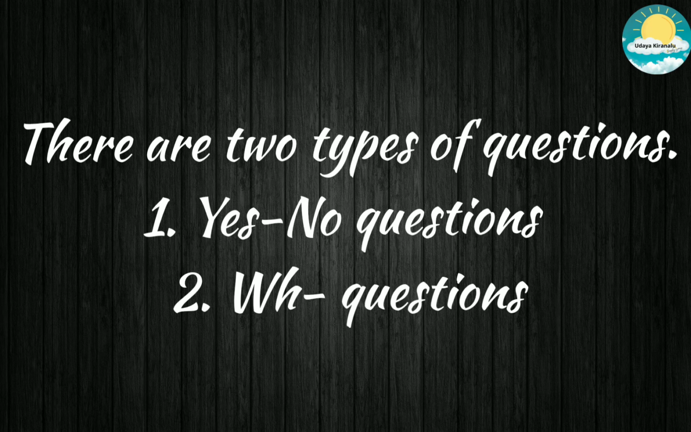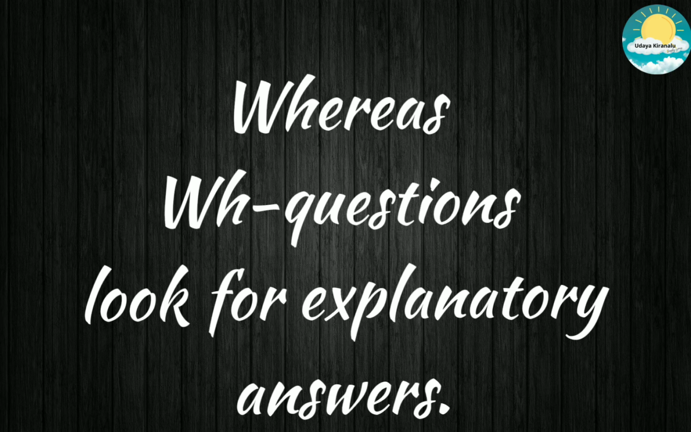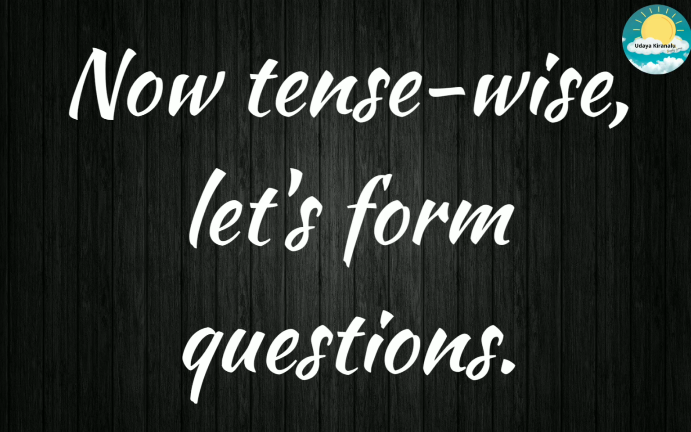There are two types of questions: yes-no questions and WH questions. Yes-no questions require yes or no as an answer, whereas WH questions look for explanatory answers. Auxiliary verbs help us make questions. Now, tense-wise, let's form questions.